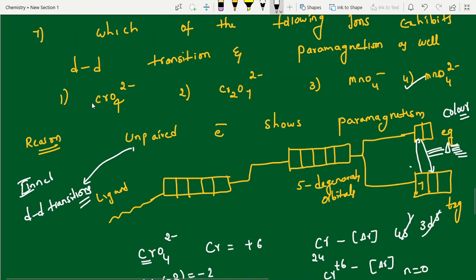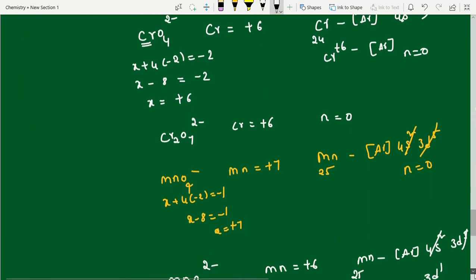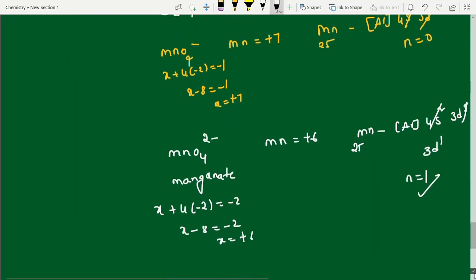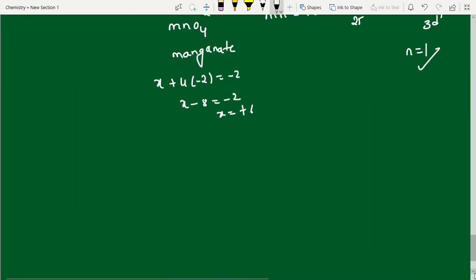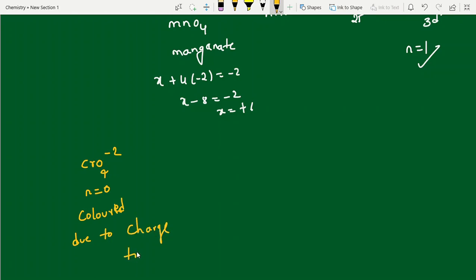Next, even chromate. Students, I am writing down points here. These are all colors. Chromate is yellow color, dichromate orange color, permanganate purple color, and manganate green color. Why? These are all showing colors. So the above examples also show colors. Suppose the chromate ion is there, n equal to 0, even though it is showing color. Why is it colored? Due to charge transfer.